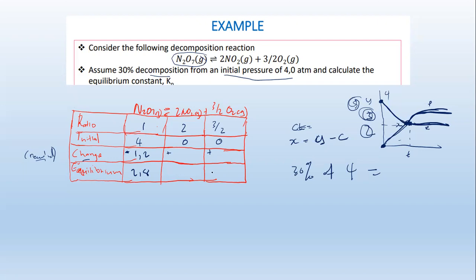But we need these equilibrium values as well so that we can determine Kp. So how are we going to get this? Firstly, we're going to need to know these two. How are you going to know these two?